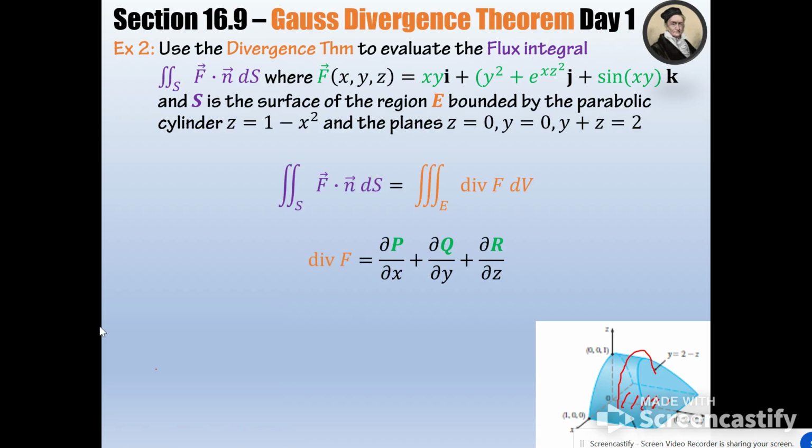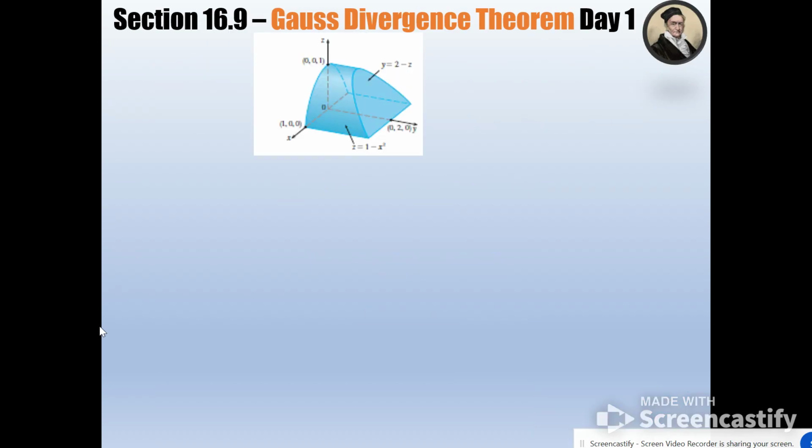The divergence of the force field: the partial of xy with respect to x is just y, the partial of y squared plus e to the xz squared with respect to y is just 2y, oops, I dropped a parenthesis there, didn't I? And then the partial of sine xy with respect to z is 0. So I just got y plus 2y, aka 3y. So there again is my surface.